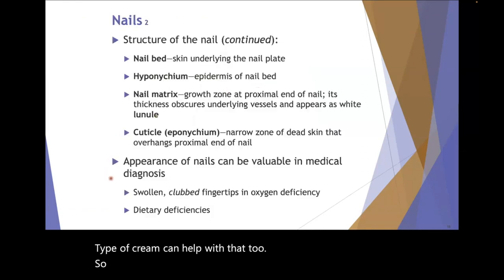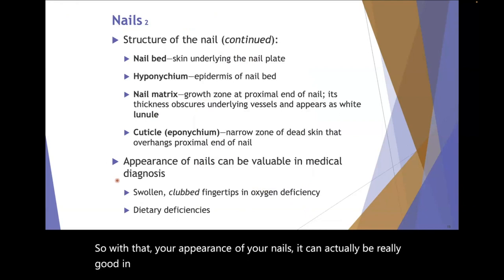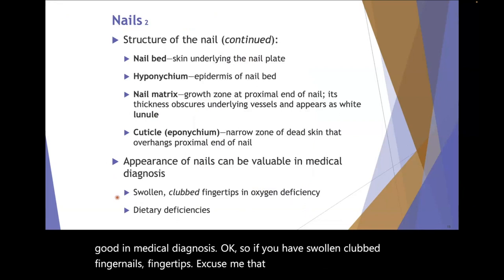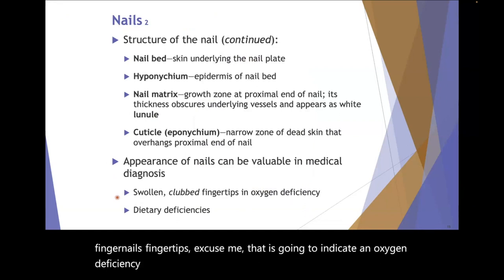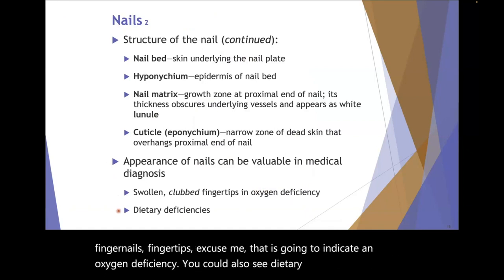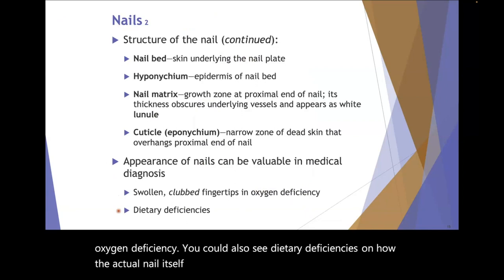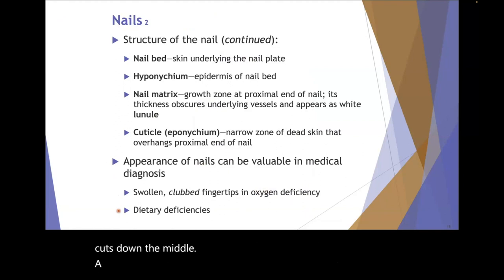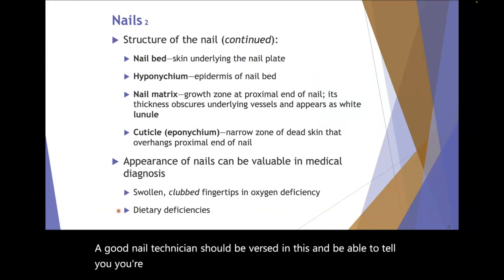So with that, the appearance of your nails can actually be really good in medical diagnosis. Okay, so if you have swollen, clubbed fingernails, fingertips, excuse me, that is going to indicate an oxygen deficiency. You can also see dietary deficiencies in how the actual nail itself looks, because if you have ridges, or cuts down the middle, a good nail technician should be versed in this and be able to tell you, oh, you're deficient in this vitamin, you're deficient in this vitamin.